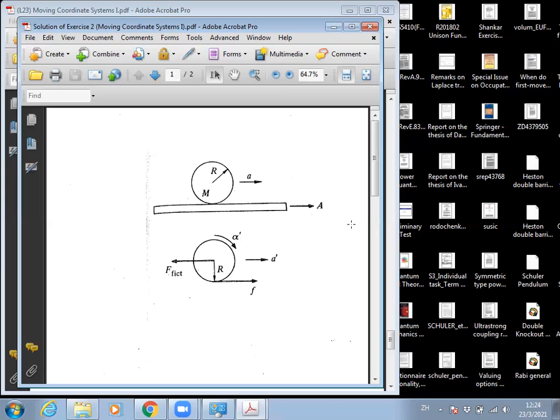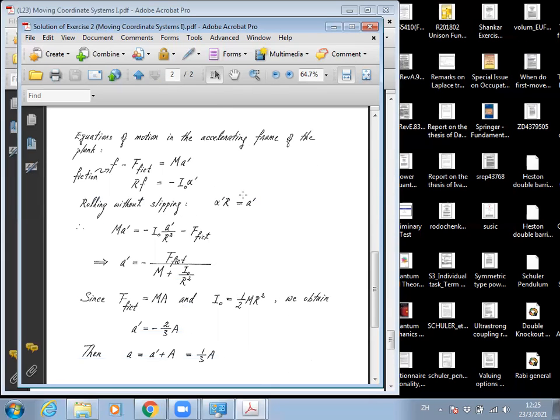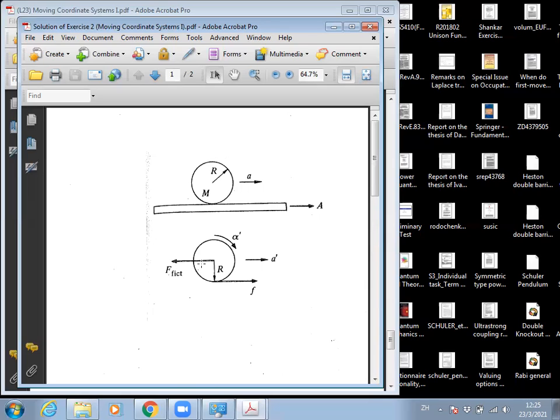So let us repeat what we will do in the case of the inertial frame. All right. So this is the friction minus the fictitious force, which will give you the acceleration. Am I right? The force diagram: friction minus the fictitious force will give you ma prime. All right.